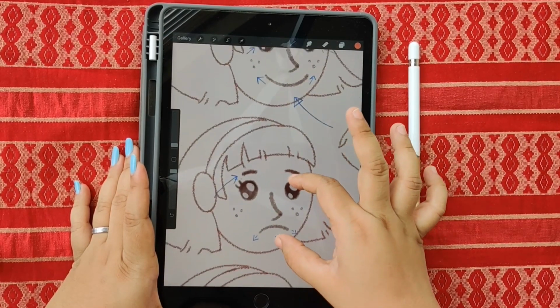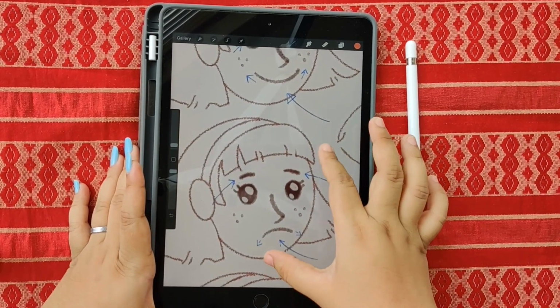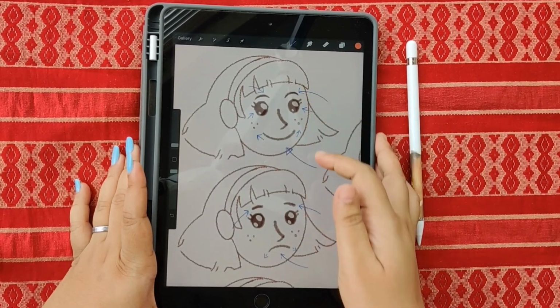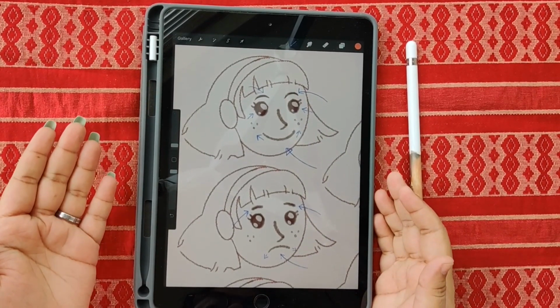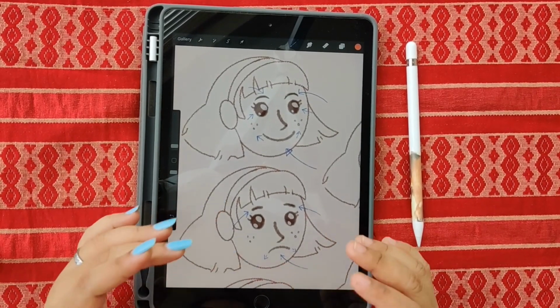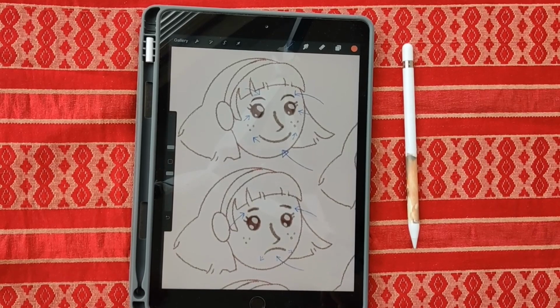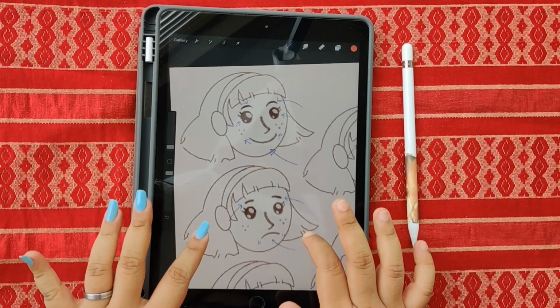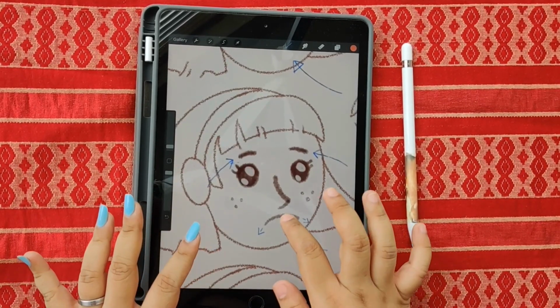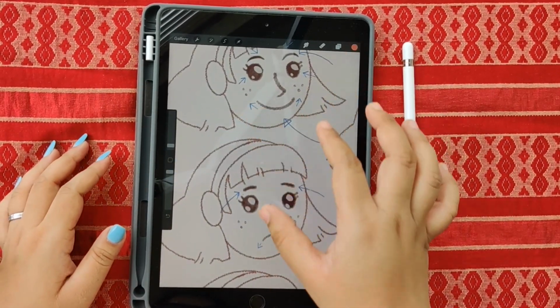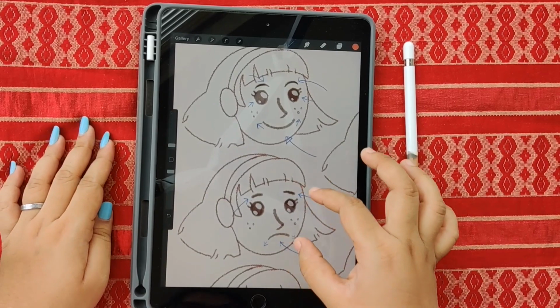Let's have a look at sad now, shall we? You will see that the expression when it comes to the eyes and the brows has not really changed. The main difference here is that the mouth goes in the opposite way. It is usually turned down a little bit. If you see the arrows, you'll see that it's turned down, whereas the happy expression is turned upwards.